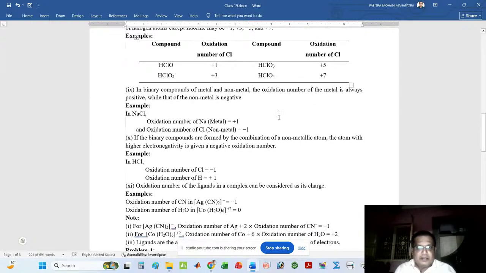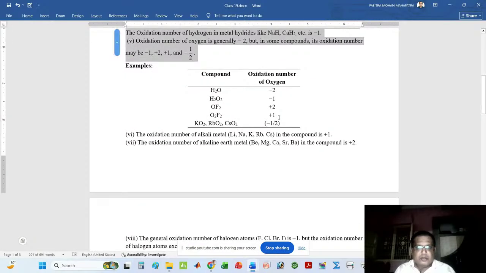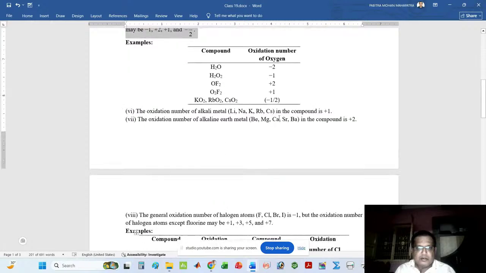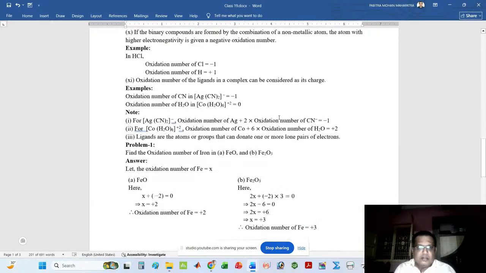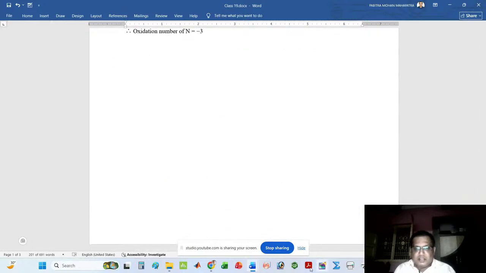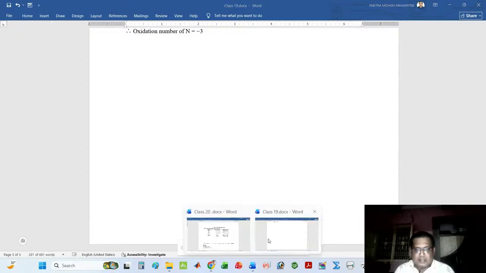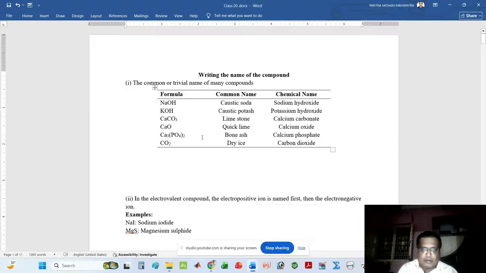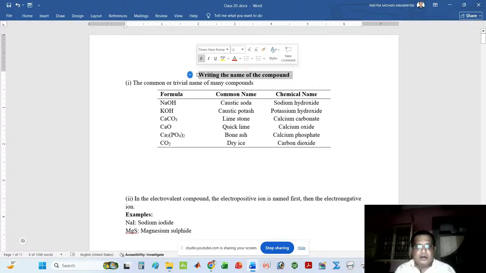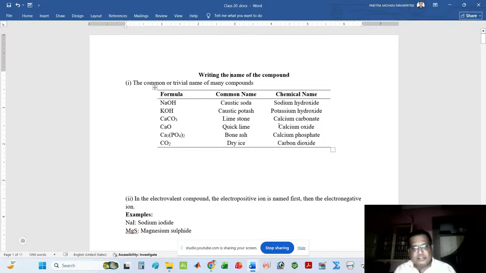I have given some examples also for the calculation of the oxidation number. But in today's class, I will explain a new topic, that is writing the name of a compound. How you will write the name of a compound. Let us read some rules and regulations for writing the name of a compound.